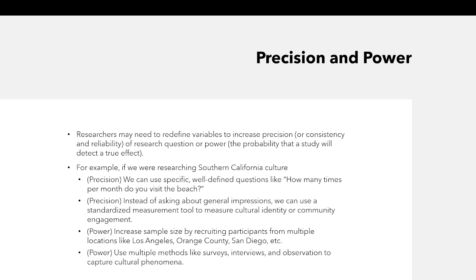Another example of being able to affect power is using multiple methods. Maybe it's not just quantitative methodology, using surveys to collect numerical data, but combining surveys with interviews and combining both of those with observations to help capture this larger question of Southern California culture. So there are ways that as researchers we can develop the tools and increase the likelihood of not only producing consistent and reliable data, but also finding true effects that exist in our data.